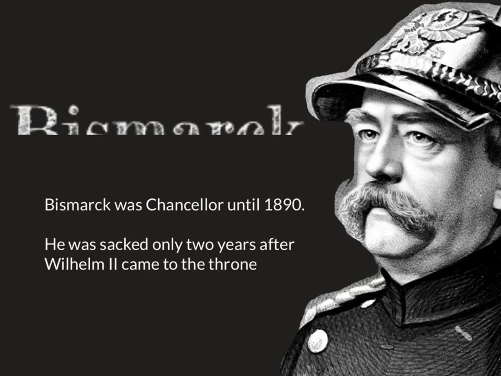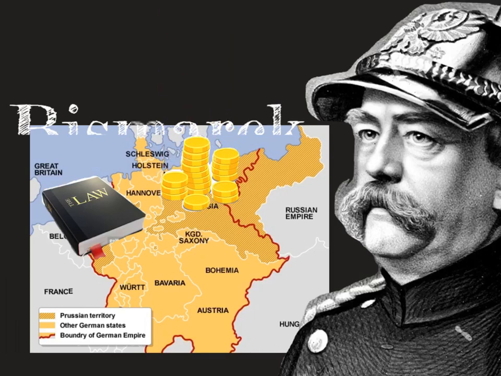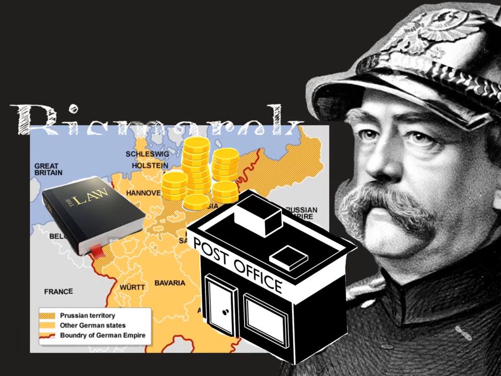He had unified the different states, Prussia, Saxony, Bavaria, Bohemia, etc. He had unified all of these states into one country and had made it clear that they were to work together now. They had shared laws, they had a shared currency, they had a shared postal system. All of the features that were needed to establish itself as one country rather than separate states.